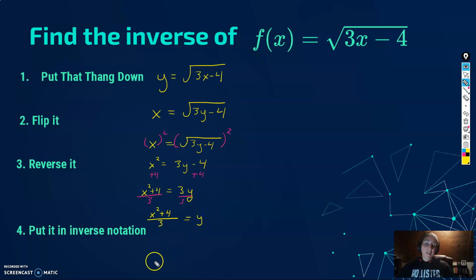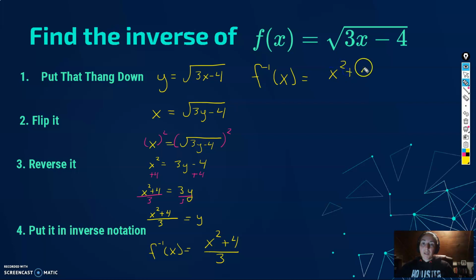Step 4, put it in inverse notation. y now becomes f inverse of x equals (x squared plus 4) divided by 3. So our inverse here, again, (x squared plus 4) divided by 3. Let me actually make that look like an f. There we go.